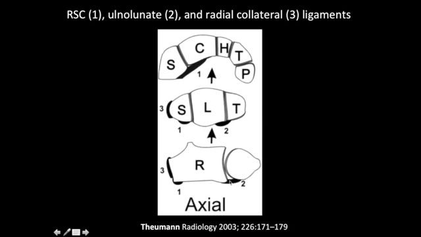ulnolunate ligament that arises from the volar margin of the ulnar head close to the volar distal radial ulnar ligament and extends into the lunate. And finally, along the lateral margin of the radius extending into the scaphoid, we will see the radiocollateral ligament.